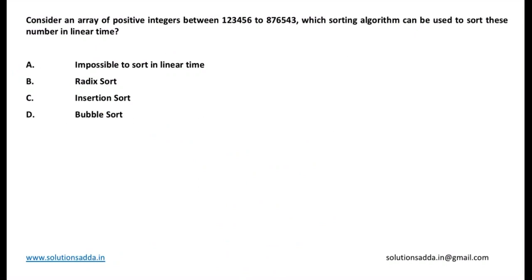This is a question from algorithms. Consider an array of positive integers between 1, 2, 3, 4, 5, 6 to 8, 7, 6, 5, 4, 3. Which sorting algorithm can be used to sort these numbers in linear time? Options are impossible to sort in linear time, radix sort, insertion sort, bubble sort. The correct answer for this question is option B, radix sort. Since we need to sort the numbers which is in integer range and the range is within the limits of integer, radix sort can perform the sorting operation in linear time.